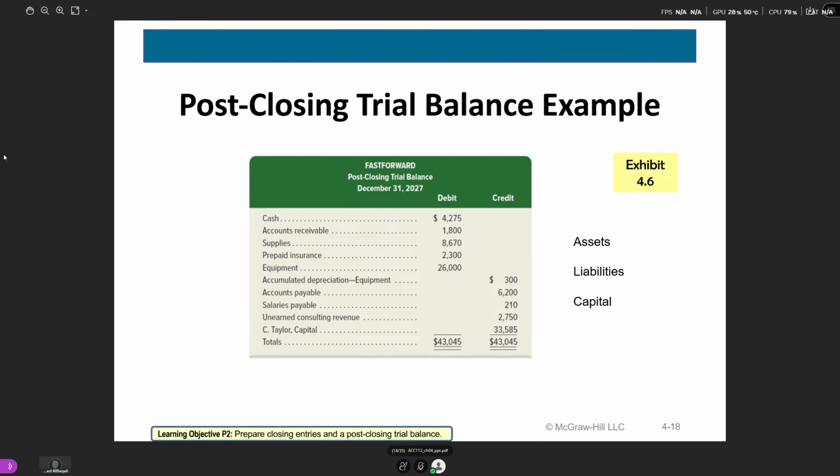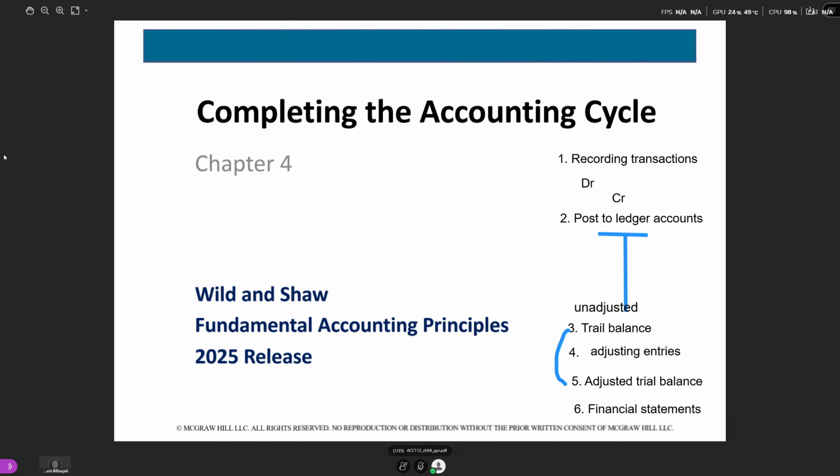Okay, so this is our step after we prepare the financial statement. I can add this to our accounting process steps, closing entries. Now, is it clear so far? Or do you have questions?